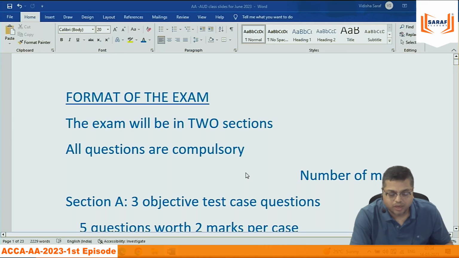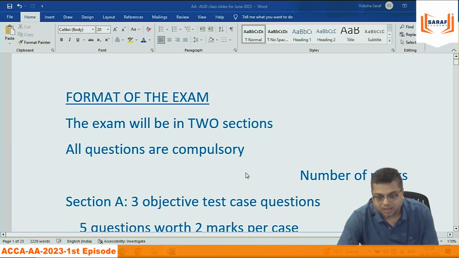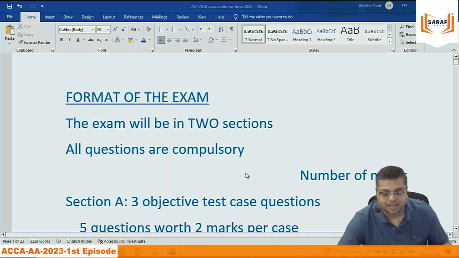First of all, I am going on the ACCA website to show you the advanced auditing and assurance, some important things: the paper structure and everything, the pass percentage, the syllabus area. First of all, going into that area.